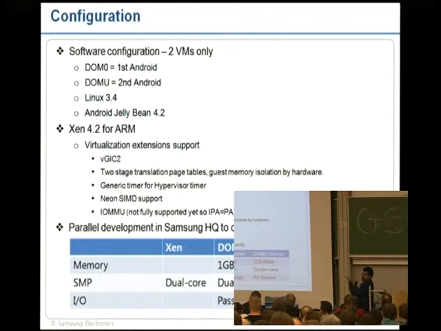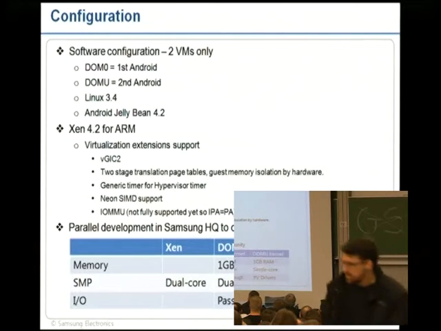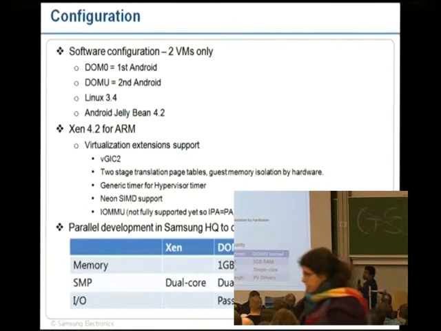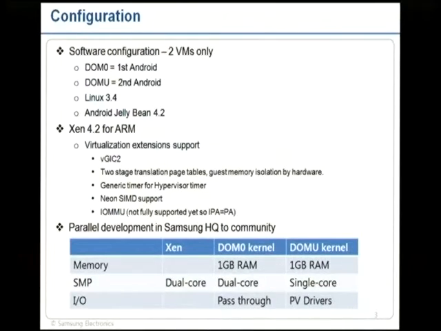As you see, for the virtualization extensions, ARM provides the virtual GIC for interrupt management, and a two-stage translation page table so that the memory is clearly segregated and there's isolation of memory within the guests. We have a new generic timer interface for the hypervisor timer, and we had to support virtualization for the Neon SIMD support. This device has an IOMMU, but it was not completely supporting second stage translations. So we had to use the intermediate physical address, which is the second stage translation address, as a physical address. That was basically the work we did. I'm not going to detail that work. My focus is mostly on the GPU part.